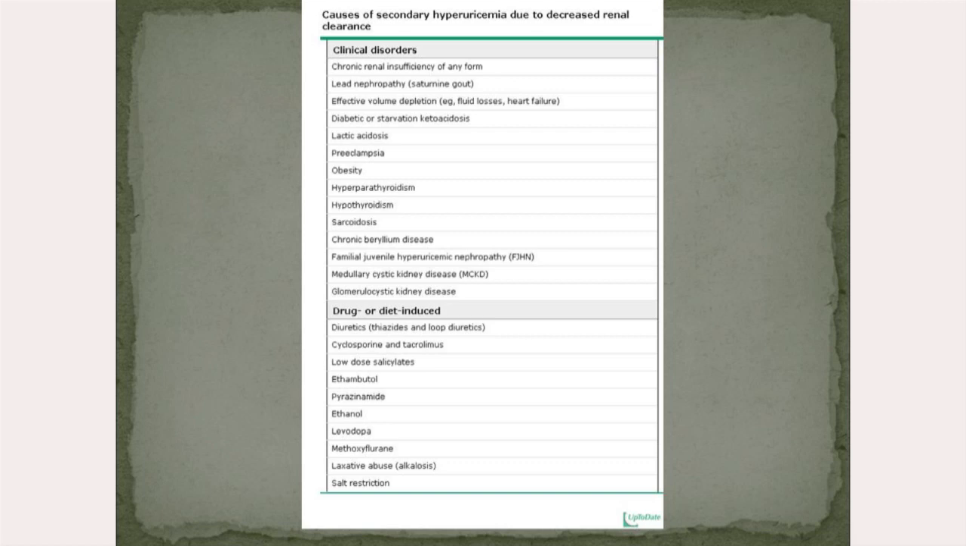And these are conditions that can lead to elevated uric acid because it's not getting cleared from the urine. Basically, any kidney dysfunction that affects how well your kidneys clear uric acid can lead to an elevated level in the blood.